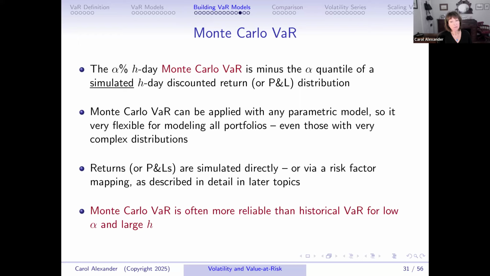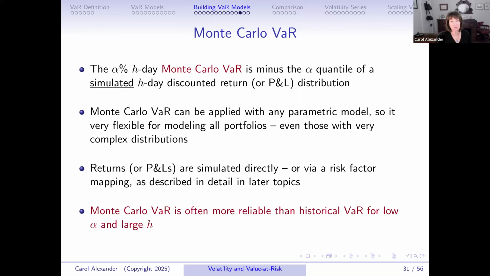Monte Carlo VaR is often more reliable than historical VaR when you've got a large H and a low alpha. Historical VaR is really not good because for a large H, particularly when the alpha is low, you need lots and lots of data, and you still have just daily data, and you're going to use the square root of time rule when H is a year. That's going to be completely impractical, so you need to be very careful how you scale it in that case.